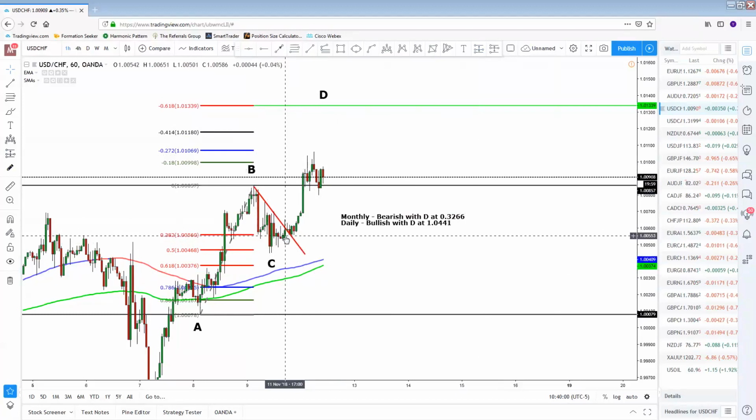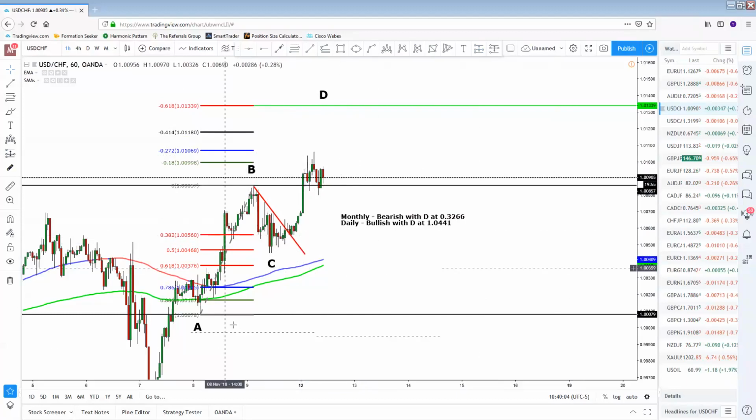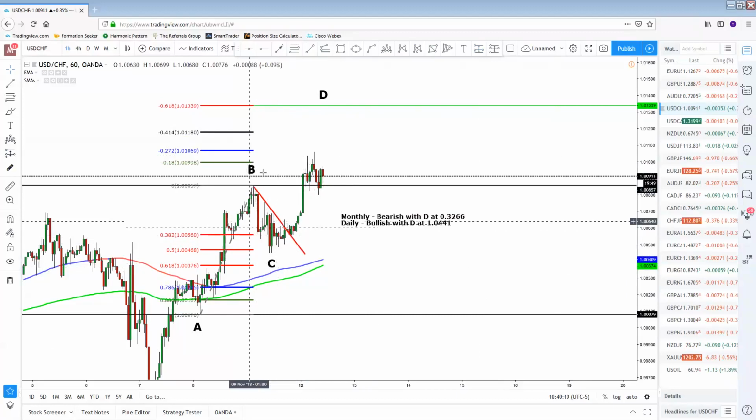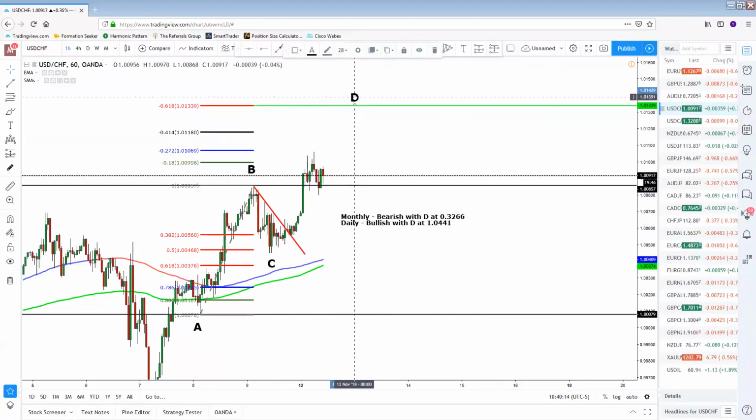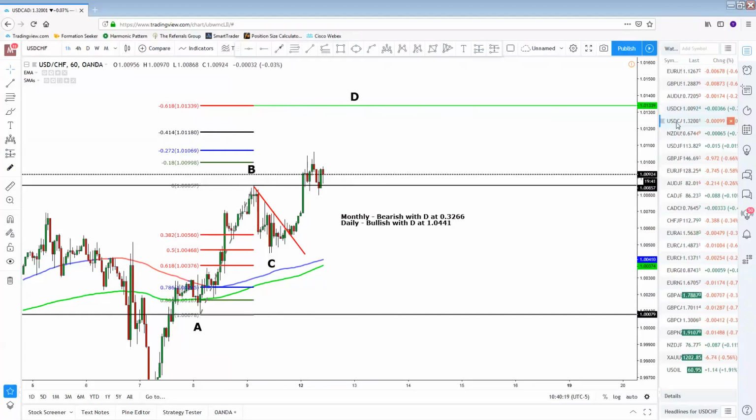So you can see here the daily is bullish, even though the monthly is bearish. The hourly is also bullish. I didn't do my 4 hour, and I don't know why I don't have the 4 hour in there. I usually do. But it's a very profitable way to trade. Let's look at a couple more.